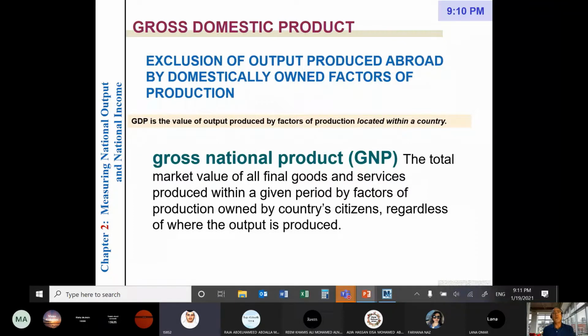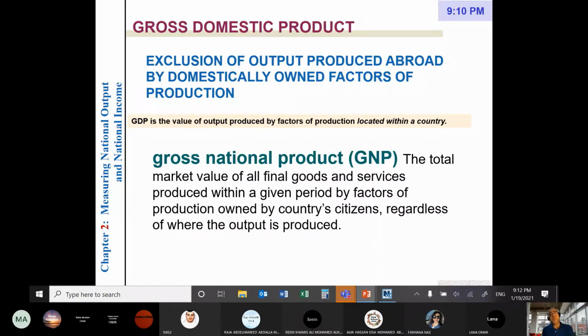A gross domestic product, الناتج المحلي الإجمالي. الناتج القومي. A gross national product, again. الناتج القومي المحلي. لا مش المحلي, الناتج القومي. So a gross national product, الناتج القومي الإجمالي.